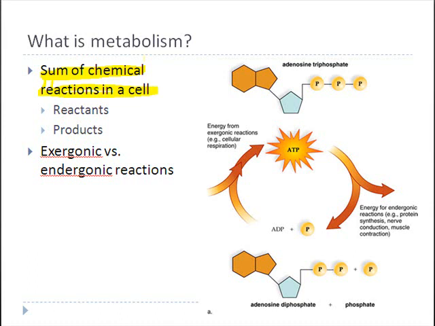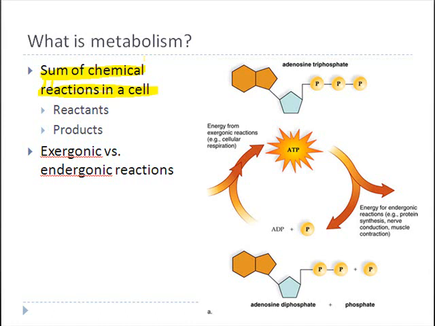When we say chemical reactions, we mean those reactions that are usually, though not always, orchestrated by enzymes. And those chemical reactions include things like bringing two or more reactants together to make a larger molecule, in other words, dehydration synthesis. Or it can mean taking a large macromolecule and breaking it down into individual monomers, which is called hydrolysis.